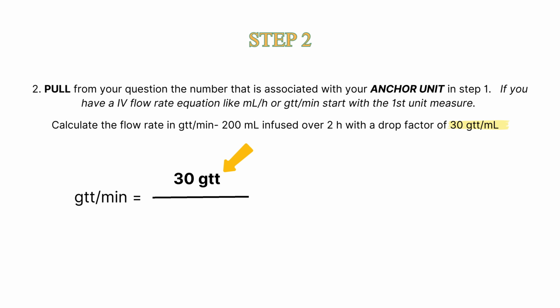It's called an anchor unit because your equation is going to literally begin and end with this unit of measure. Whatever your anchor unit is that you put in step one, that's where you're going to start step two. So that's why we have 30 drops.